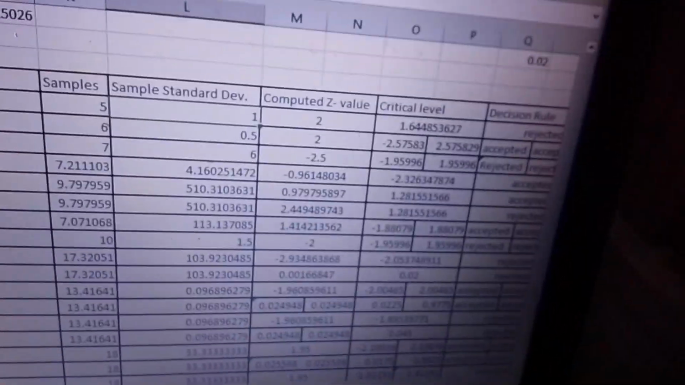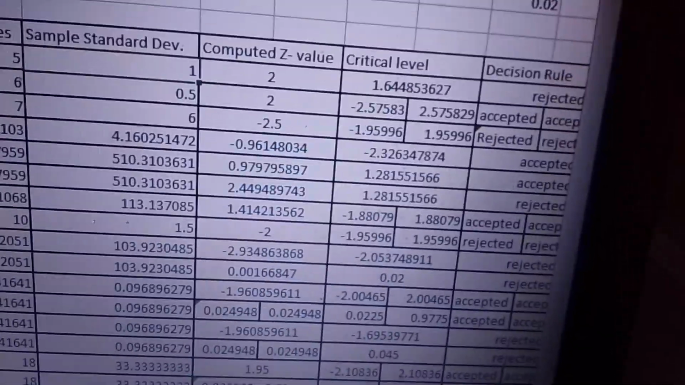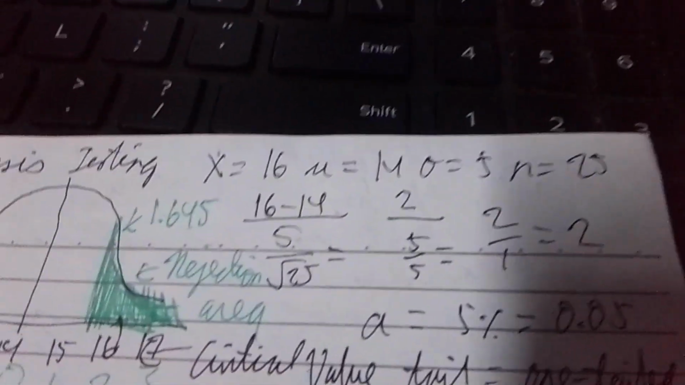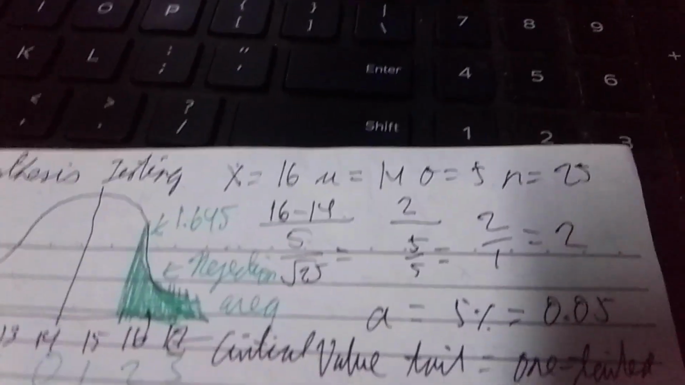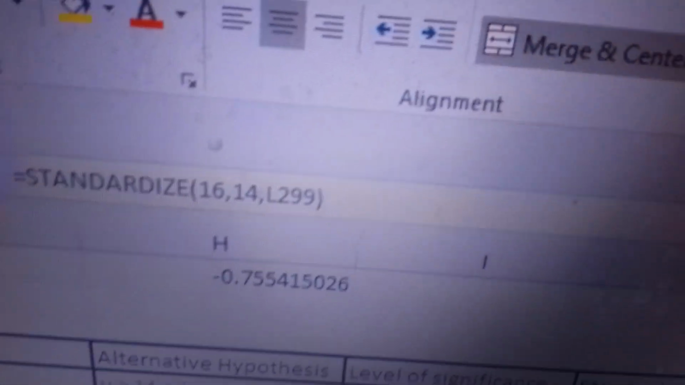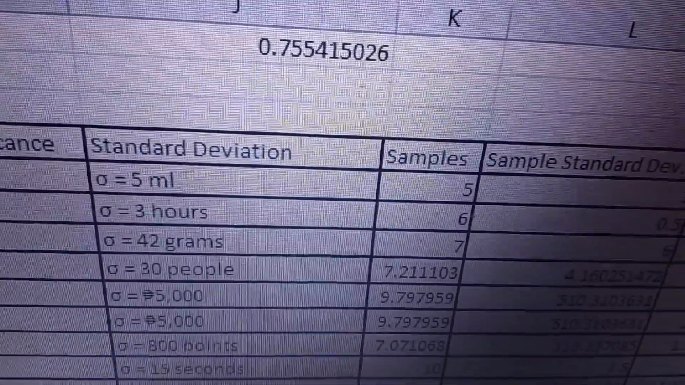And then the computed z value. When we say to compute the z value, how do you compute for the z value? Remember, this is what we do normally. But in this situation, in Microsoft Excel, what you need to do is standardize. So we type there STANDARDIZE, 16, 14, and then our sample standard deviation, 1, and then we get 2. Did we get that? Yes. We got a computed z value of 2.